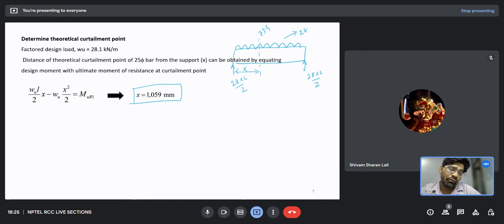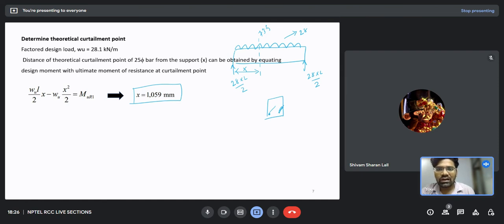Now also from a practical point of view, this question answers this fact: in the previous code specification for curtailment we have seen that at least two bars should extend throughout. So these bars I cannot curtail. The only bar which I can curtail is the middle bar, and that is the reason the question asks at which point I can curtail the middle bar, because there is no option to curtail the two bars at the two sides.